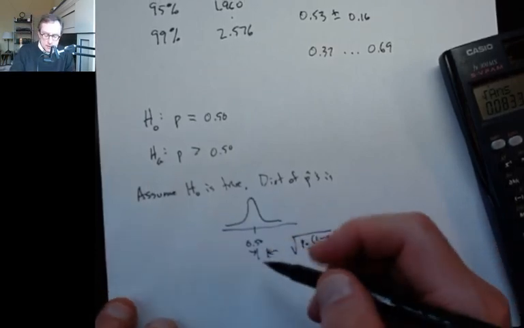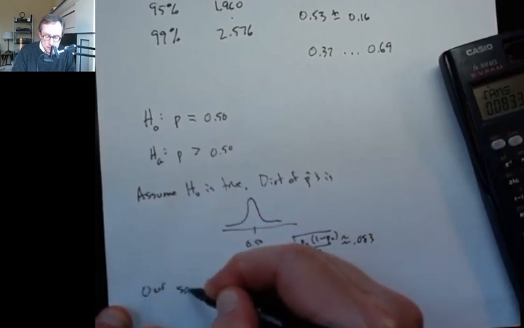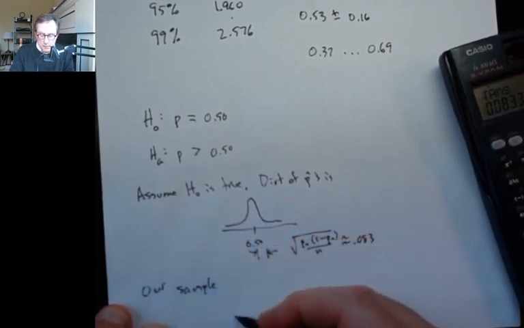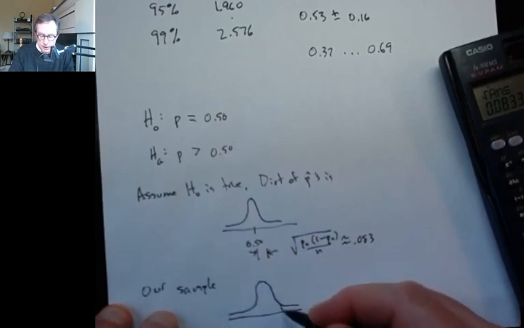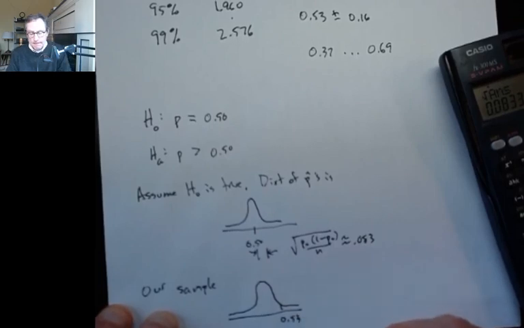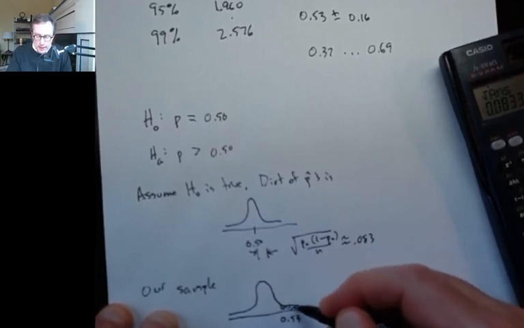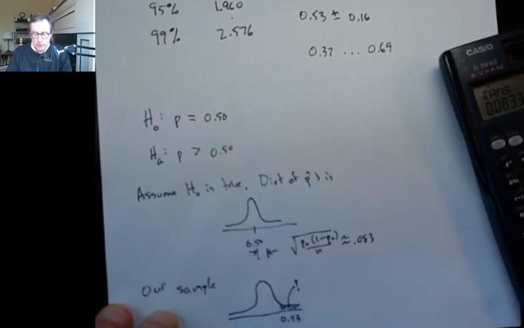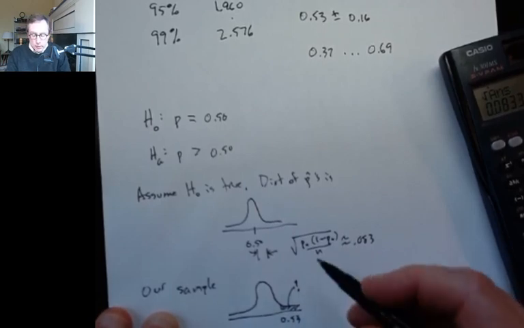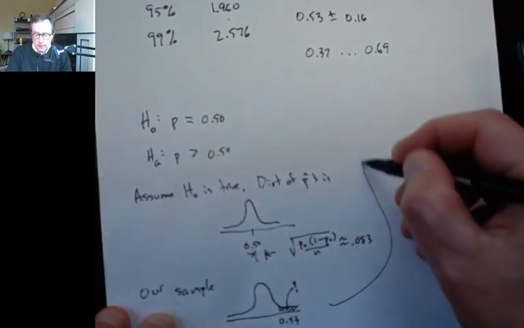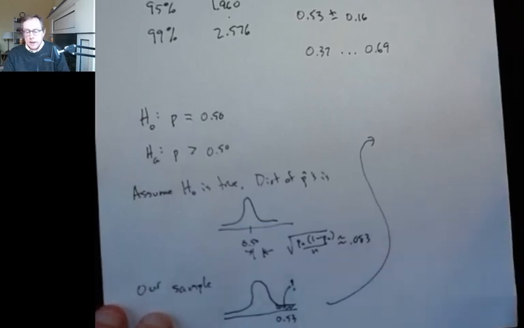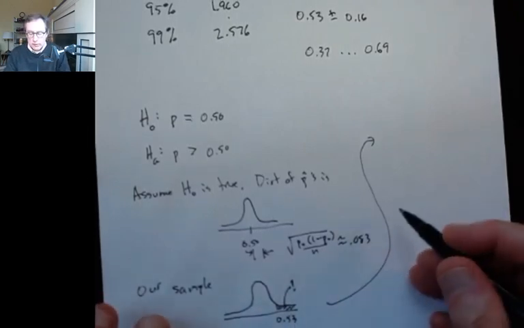So the next step is our sample. So where is our sample? Trying to draw the same graph, not a very good graph drawer. Where is our sample? 0.53. Well, we're asking for the p-value. What's the chance of being 0.53 or more on that graph? So we have to calculate how far out on this curve is 0.53.